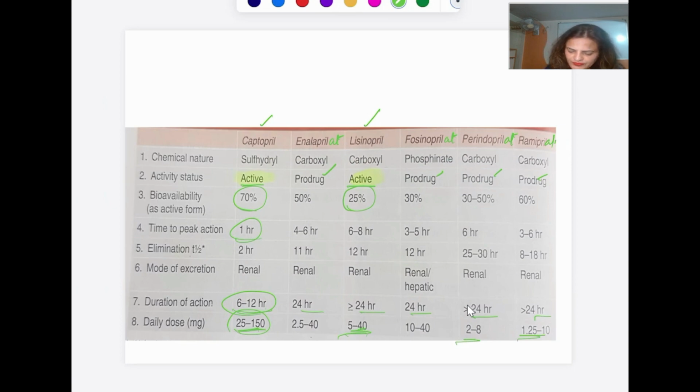So another important difference is with fosinopril. Fosinopril is the only one which is available as a fosinate. Another important point is that the elimination is both renal as well as hepatic. Then ramipril: the important thing is that it is very effective in inhibiting the local RAAS. So this is an important pharmacokinetic feature. This also I have taken from KD Tripathi.